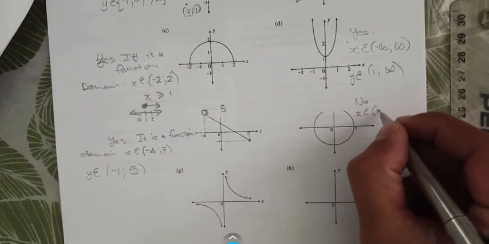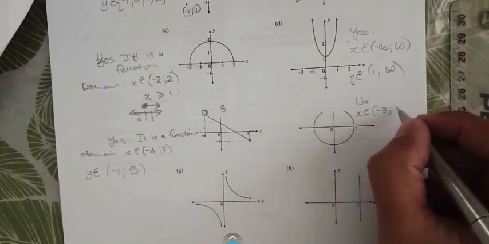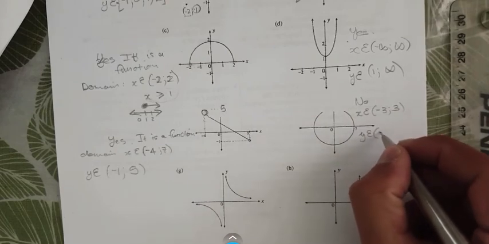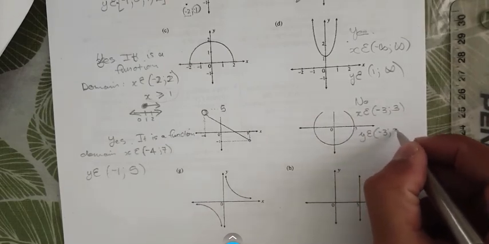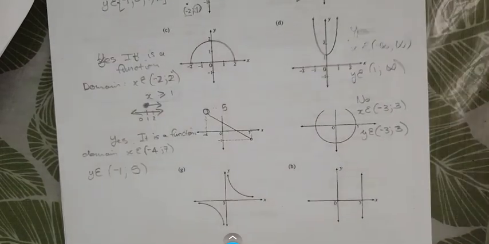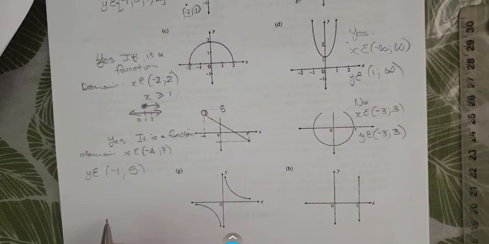And what is the domain of this? X is an element of -3 till +3. Then y is an element of -3 until +3. Alright, so this one, it is a function, and I told you this is the introduction to the first function, which we call the hyperbola.